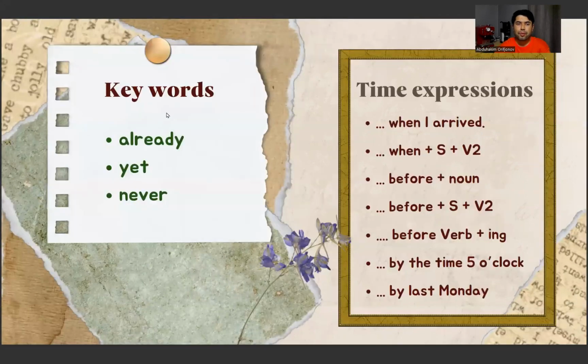And before seeing examples, here are some keywords and time expressions. Keywords: already, yet, never, the same as present perfect. And time expressions are: past perfect first, then when I arrived, when plus subject plus verb 2. Before plus noun, before something, or before plus subject plus verb 2. Before verb-ing, or by the time 5 o'clock, by last Monday, by Friday, by last week. It's up to you how to make the time expressions.